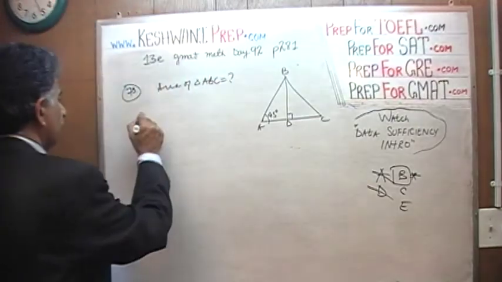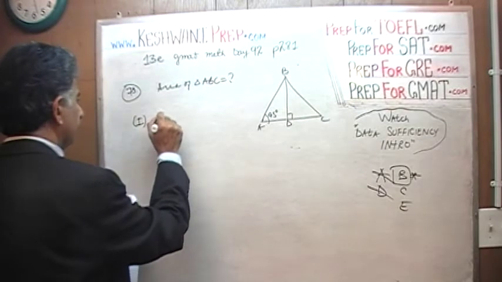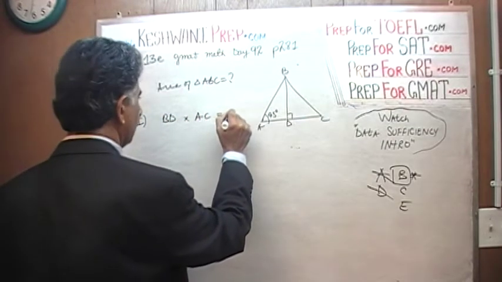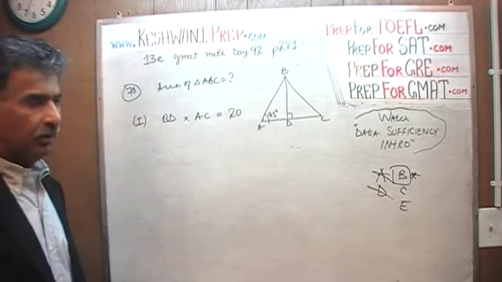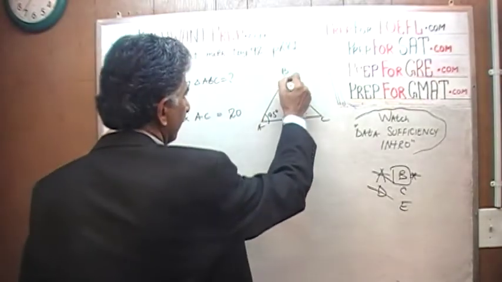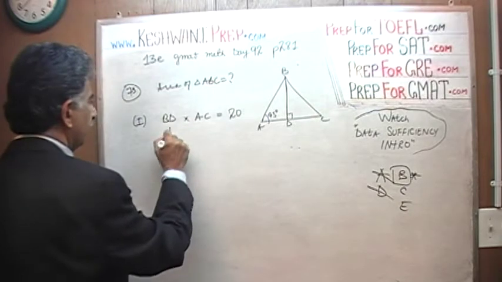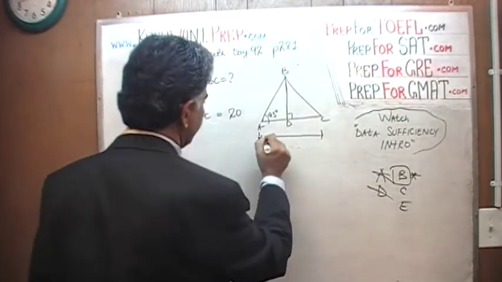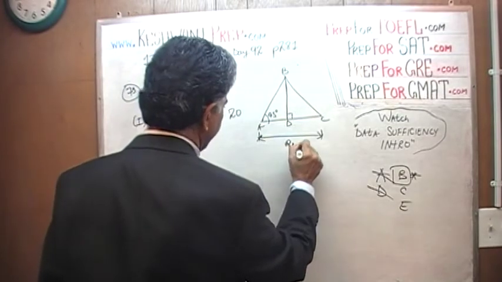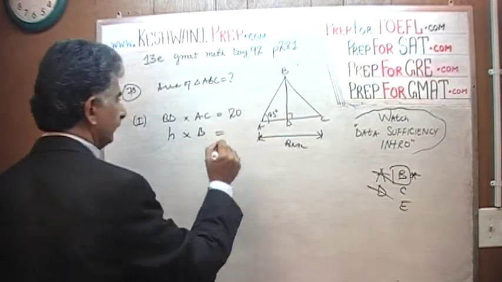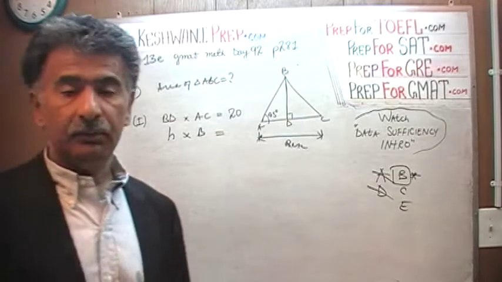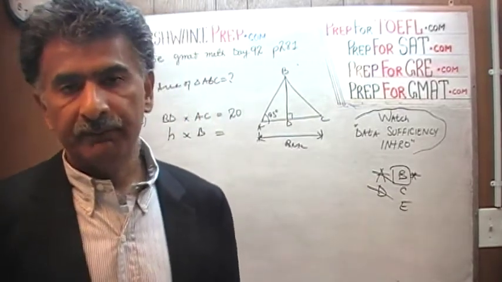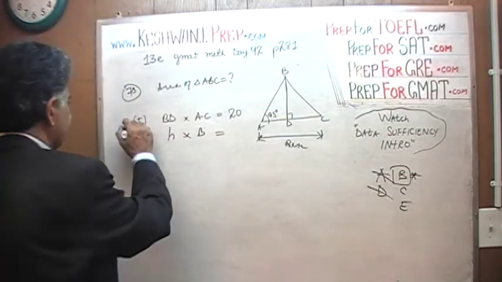Let's see what they tell us. In the first statement, they tell us that BD times AC equals 20. Oh, what do you know? BD right here, that's our height. And A to C is our base. So they tell you that base times height is 20, therefore the area is half of it. The first statement clearly does the job.